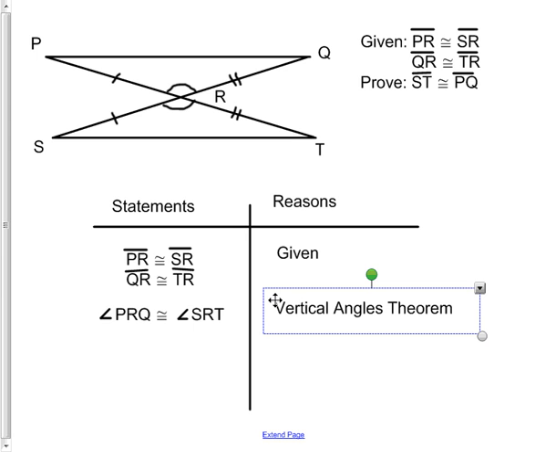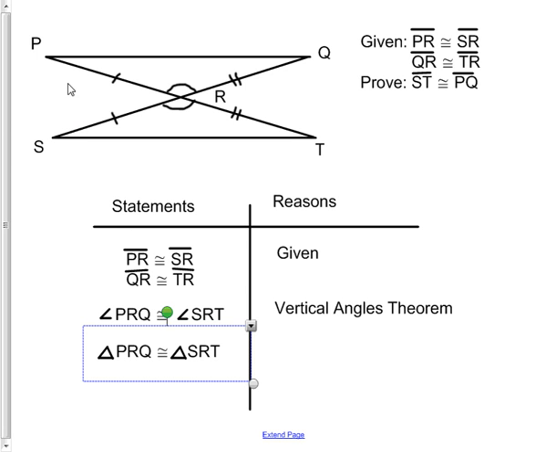It's that simple. So now I notice that I have 2 sides on this bottom triangle and the angle in between those 2 sides. And on the top triangle, I have the same thing. I've got 2 sides and the angle in between them. So that means that the top triangle and the bottom triangle have to be congruent because of side, angle, side. So my statement is that triangle PRQ is congruent to triangle SRT, and my reason is side, angle, side. So this statement and reason tell me that these 2 triangles are the same.